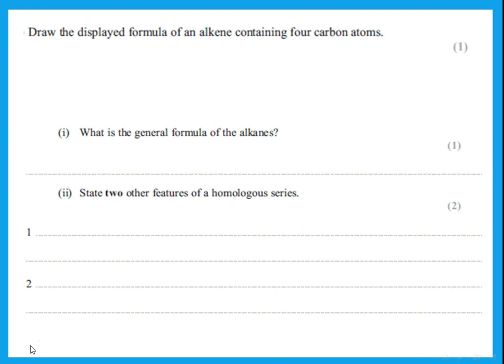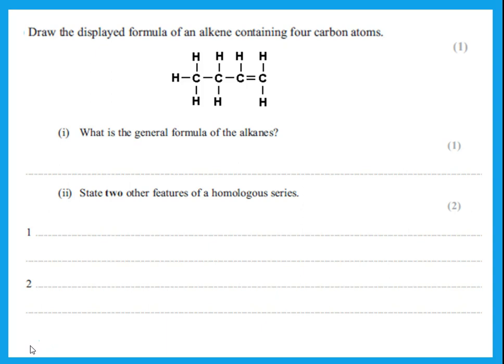The first question that you had was: draw the displayed formula of an alkene containing 4 carbon atoms. So first of all, he wants an alkene, and remember, an alkene is the one that has what? It has a double bond between 2 carbons, and I want a total of 4 carbons. So this is what you should have done, and you can put the double bond either on that end or on the other end, and it's exactly the same. Or actually you can put the double bond anywhere, but make sure that each carbon does not have more than 4 bonds coming out of it. So each carbon cannot have more than 4 lines coming out.